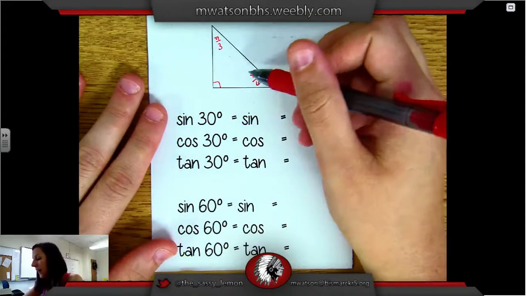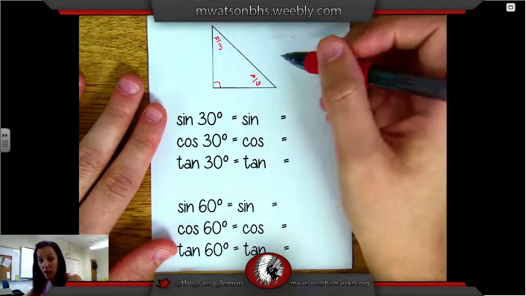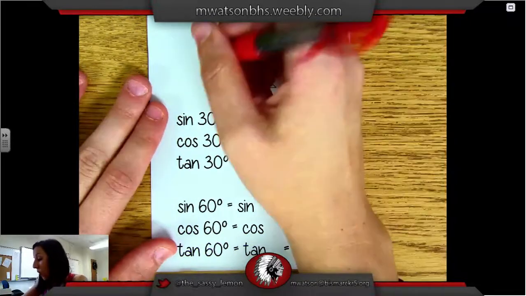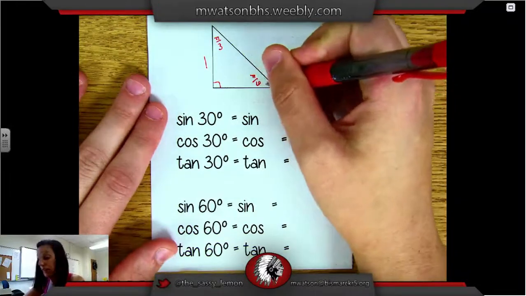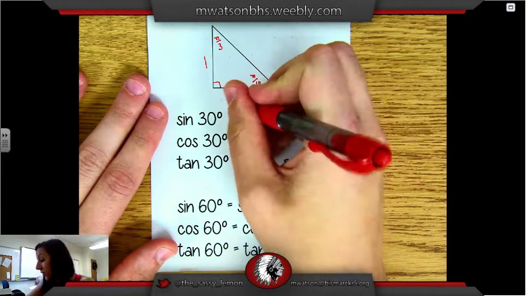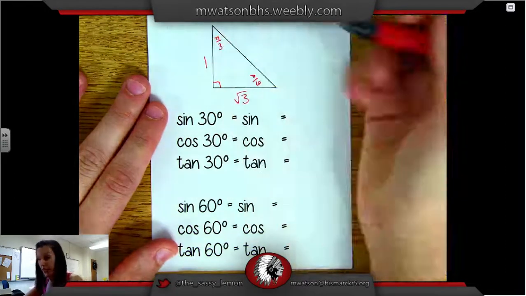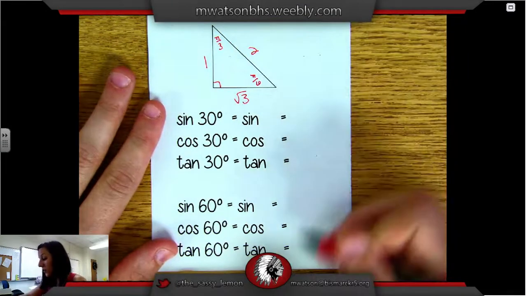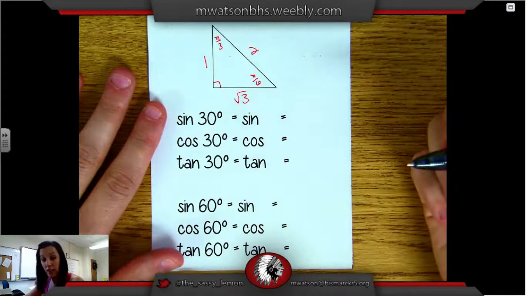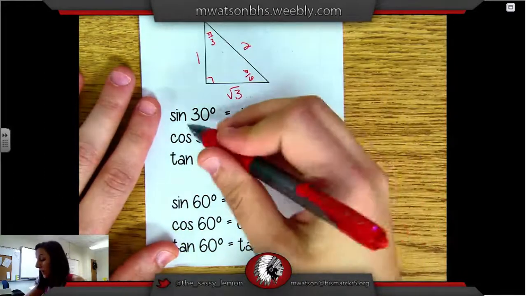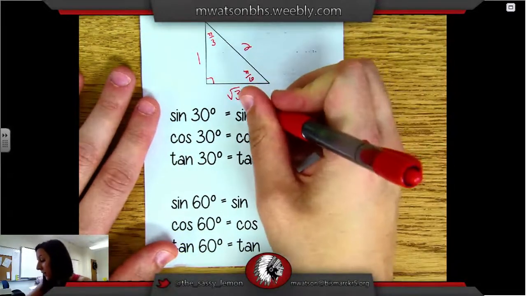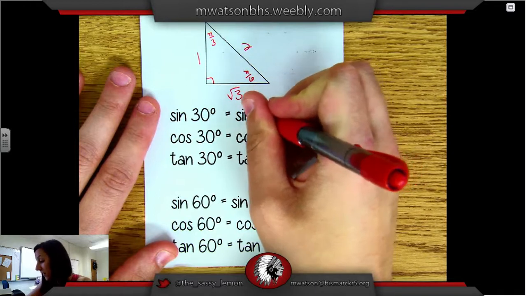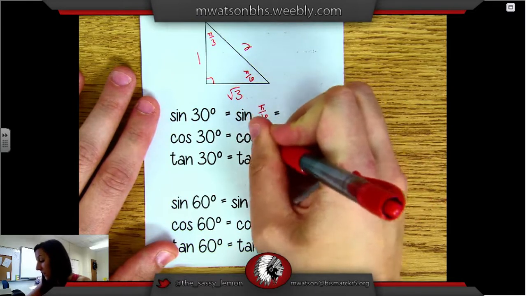Now, the sides that go along with these: 1 is across from pi over 6, square root of 3 is across from pi over 3, and the hypotenuse is 2. So we're just going to do a similar thing. We're going to go through here and fill all this in. So next to the sine of 30 degrees, we'll write sine of pi over 6, and just go along and do that for these three.